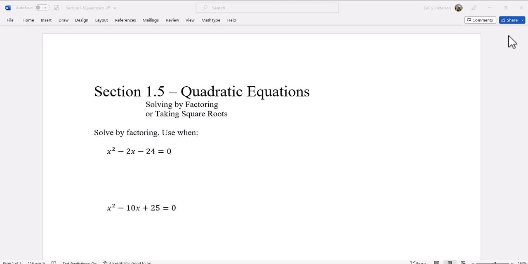In this video we're going to talk about quadratic equations and how to solve them. We're going to use several different methods. We're going to solve by factoring or taking the square roots. Then eventually we're going to get into the quadratic formula.